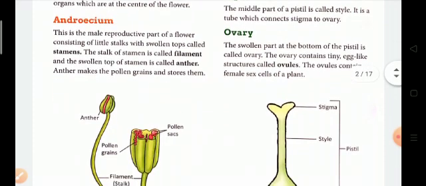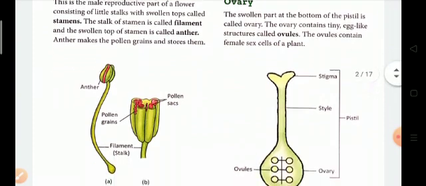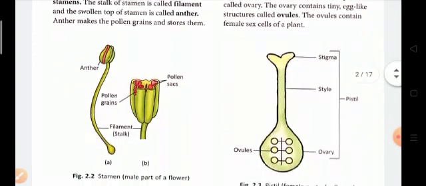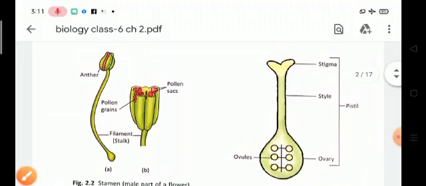Now the next part of a flower is androecium. This is the male reproductive part of a flower. It is made of stamens, and each stamen is divided into two parts. The first one is the filament and the other one is the anther. The anther encloses yellow colored dusty particles called pollen grains.